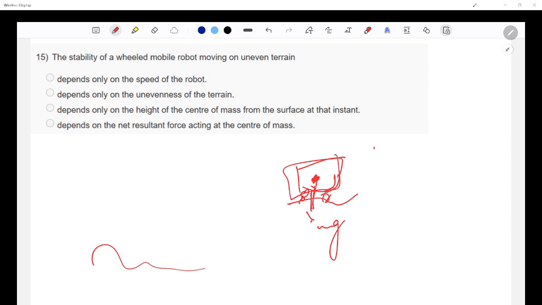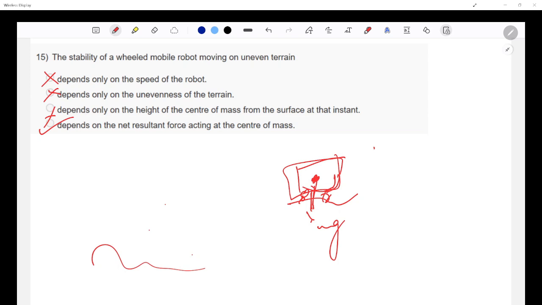So the correct option is it depends on the net resultant force acting at the center of mass. This includes gravity and acceleration effects, and fully determines the stability of the robot. The other option is it depends only on speed. No, because speed alone does not determine stability. Direction and acceleration matter. Okay. And the second option is it depends on the unevenness of the terrain. No, terrain affects the stability, but is not the only factor. And the third option is it depends on the height of the center of mass. This is false because height affects the stability, but it is not sufficient alone. So this is also wrong.